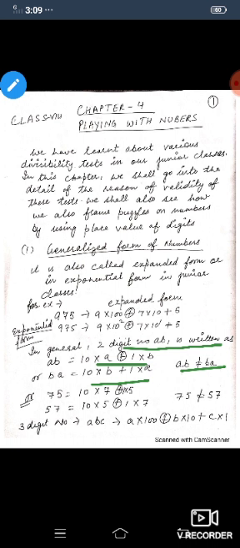Or let us take the number 75. We will understand it through the number 75: 10 into 7 plus 1 into 5. Now on reversing the number 75, we'll get 57, so it can be written as 10 into 5 plus 1 into 7. So clearly 75 is not equal to 57.